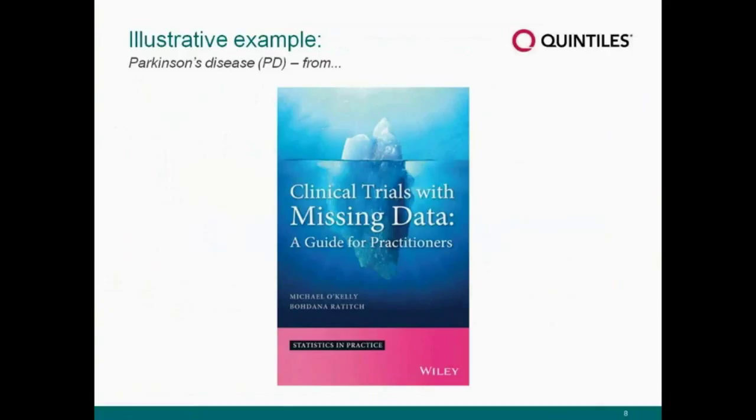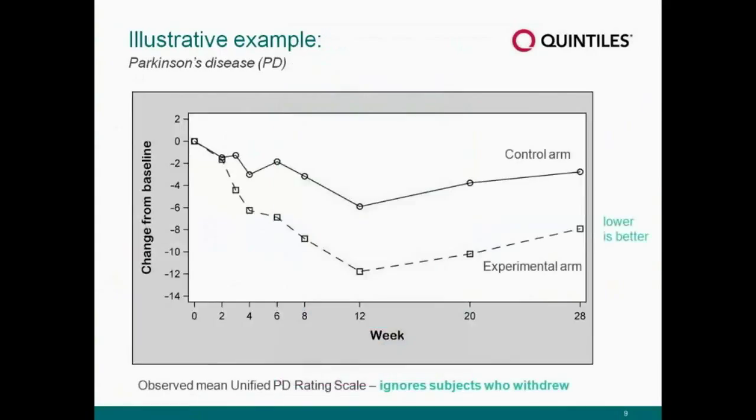Now let's look at what missing data looks like, if you like. We don't see it, of course. But this example is from an illustrative data set in Parkinson's disease, which features in a book which Ilya and myself and others contributed to, called Clinical Trials for Missing Data, which Andrew mentioned.